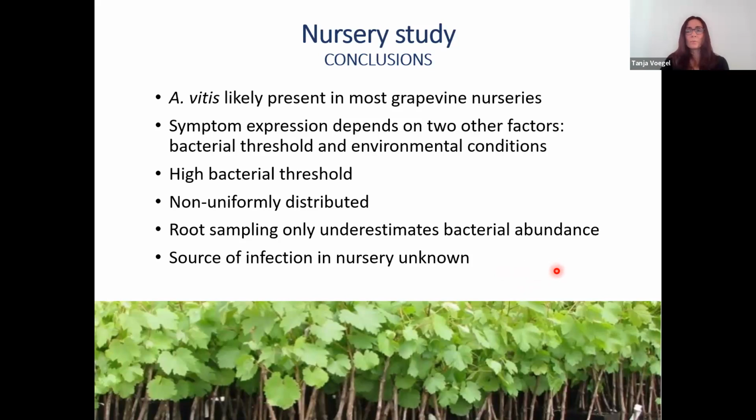What we don't know, though, based on this study, is where the bacteria are coming from in the nursery. So is it the infield, is it the propagation process, or mother blocks? And that's something that we're going to have to follow up. I know for trunk diseases, for example, sources of infection in the nursery are known, but we don't have this information for crown gall disease yet.